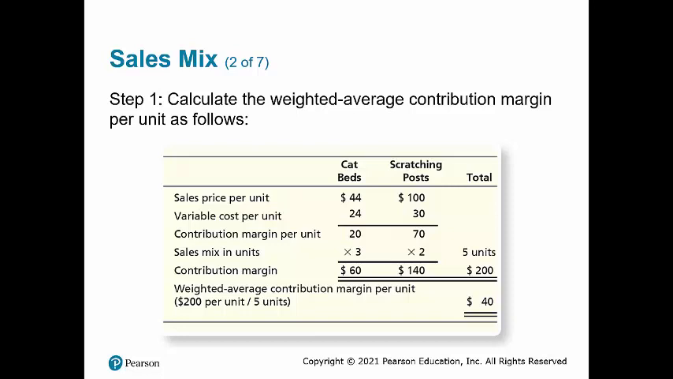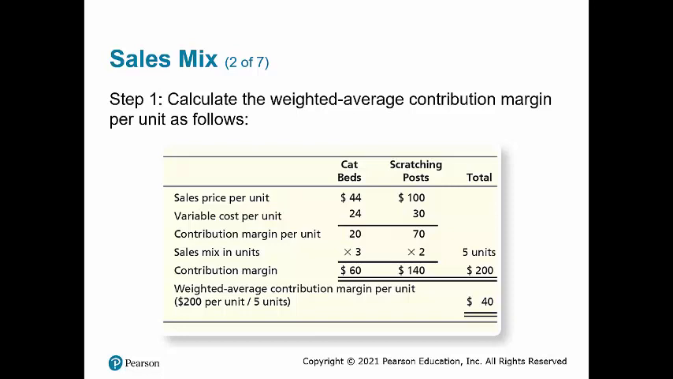To compute break-even sales in units for both products, Cool Cat will complete 3 steps. In step 1, we will calculate the weighted average contribution margin per unit. So to do this, we take the contribution margin per unit, $20 for cat beds and $70 for scratching posts, and we multiply those amounts by that sales mix. So the weighted average contribution margin for each of the items would be $60 for cat beds and $104 for scratching posts.